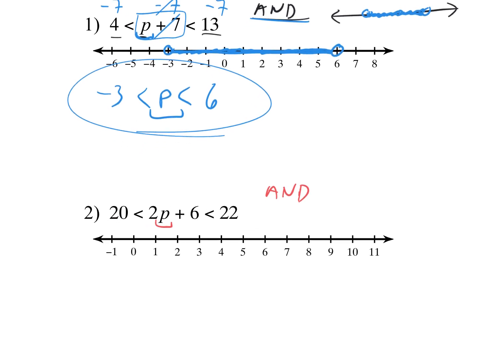So we're going to do any addition and subtraction first. Let's go ahead and subtract 6 everywhere. Again, you have to subtract 6 from each part of this inequality. 20 minus 6 is going to get you 14, is less than 2p, is less than 22 minus 6, which is going to get you 16.